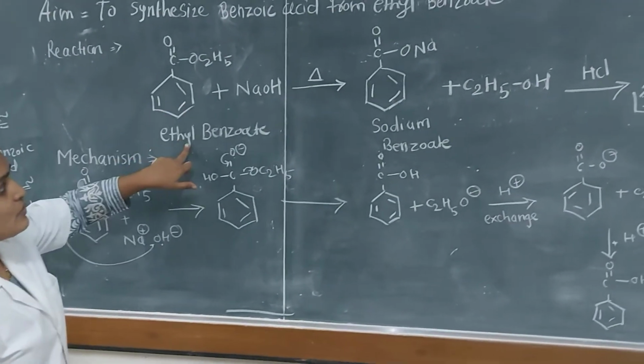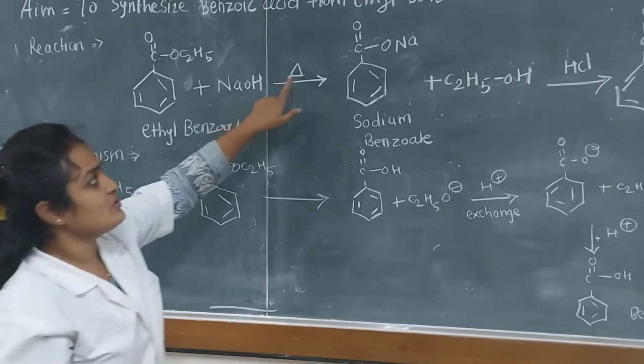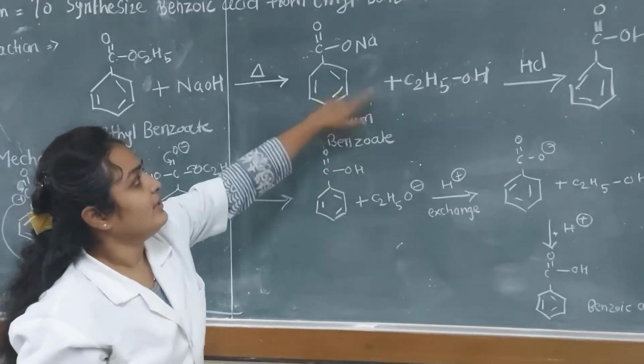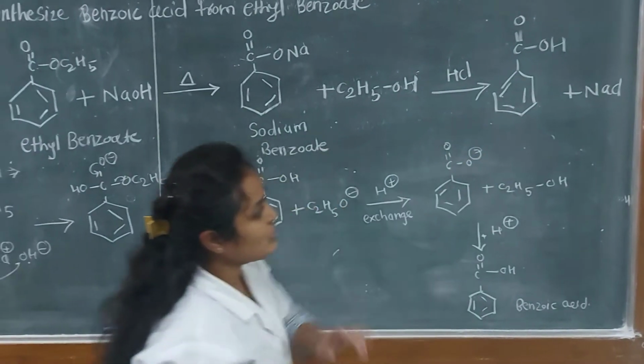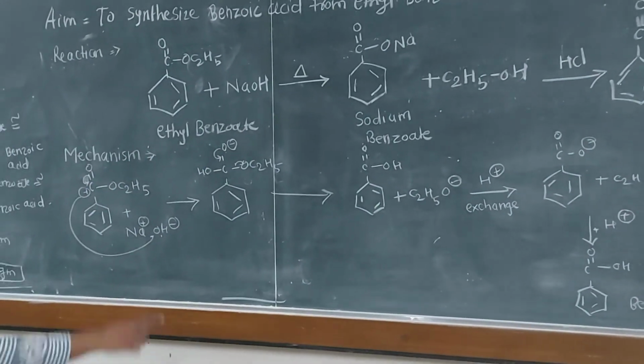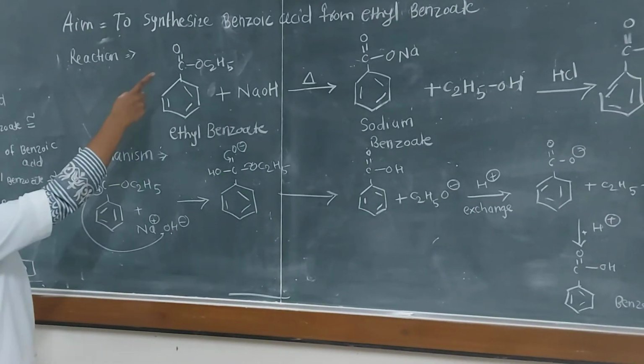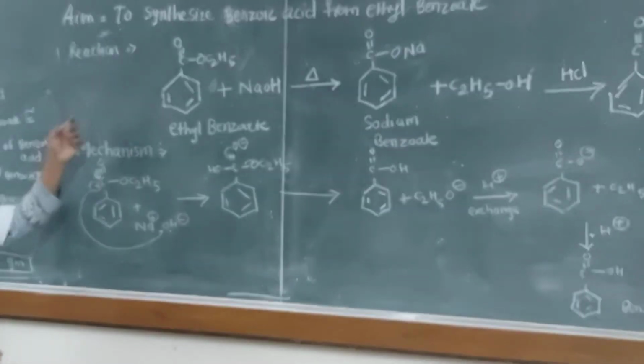Ethyl benzoate reacts with NaOH. In the presence of heat, it gives sodium benzoate. Then this sodium benzoate reacts with hydrochloric acid and it gives benzoic acid plus sodium chloride. This is the reaction of benzoic acid. Then the next part is the mechanism.